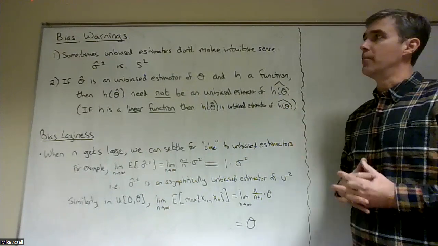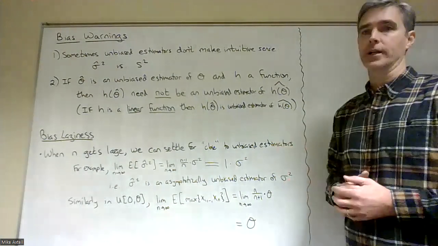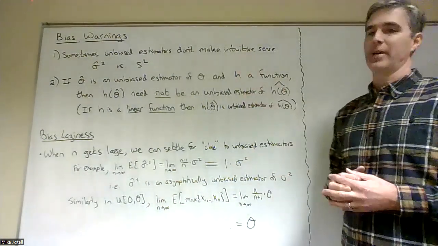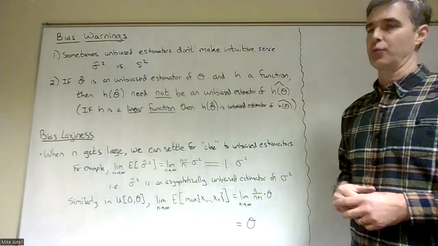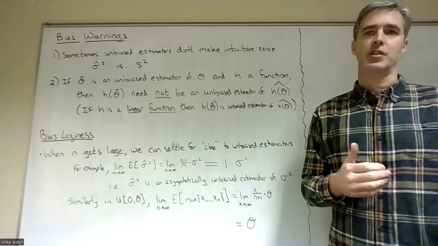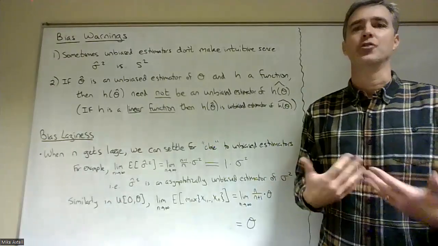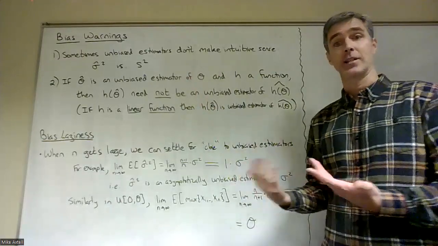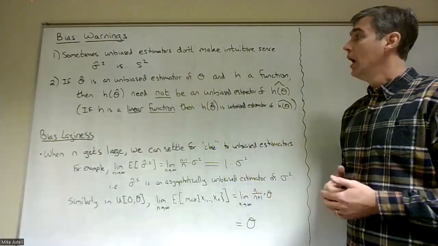So finishing up the bias discussion, there are some warnings that we sort of illustrated here. Sometimes unbiased estimators don't make a lot of intuitive sense, right? Like, why did we use 1 over n minus 1 back in chapter 2 instead of 1 over n? It didn't make intuitive sense, but now we know it created an unbiased estimator versus a biased estimator for the variance.